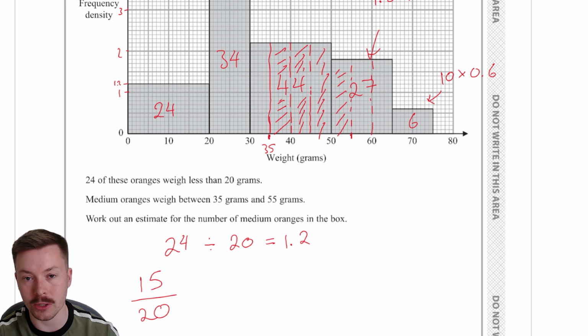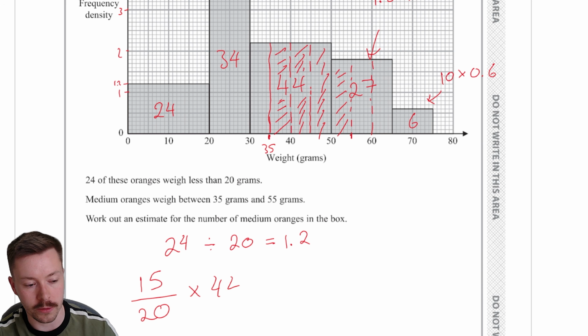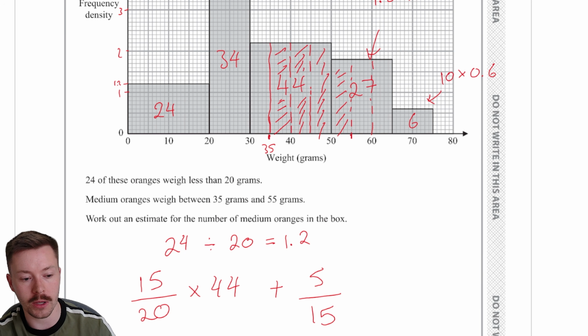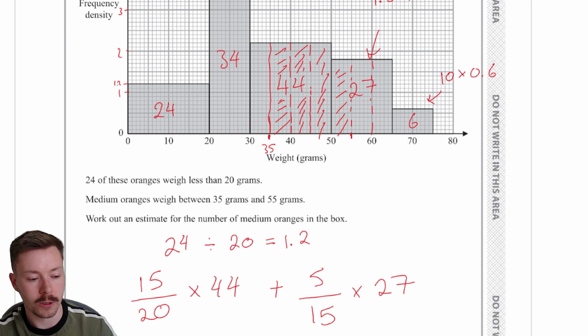Yeah, from 30 to 50 is a total width of 20, but from 35 to 50 is 15. So we want 15 out of 20 times by the 44. And then we want, for this 27, we want to go from 50 to 55. So that is a width of 5 out of a total width of 15. There's our third, times by the 27.